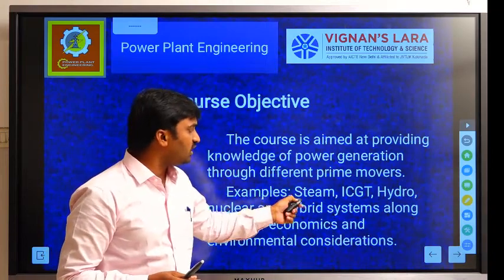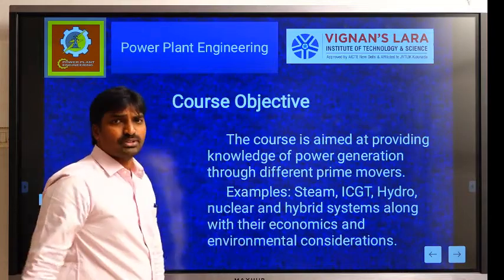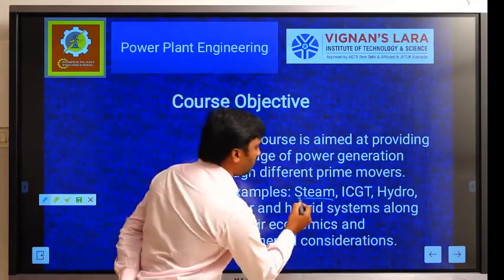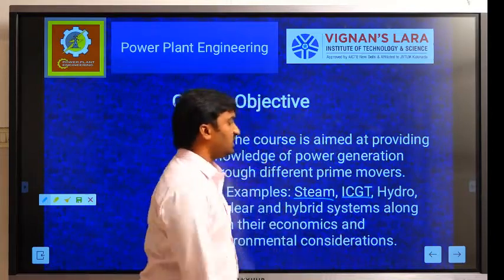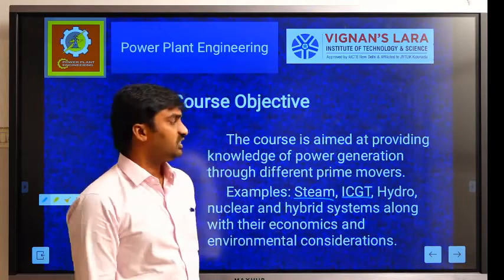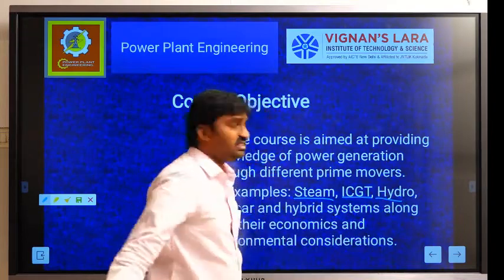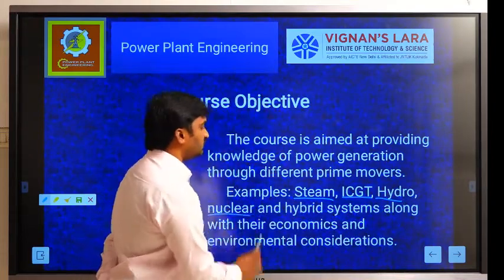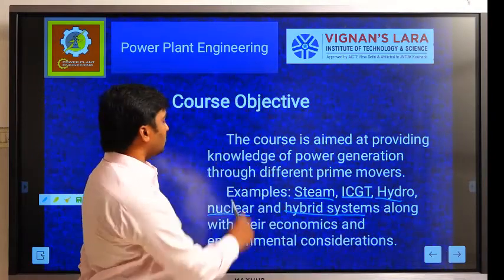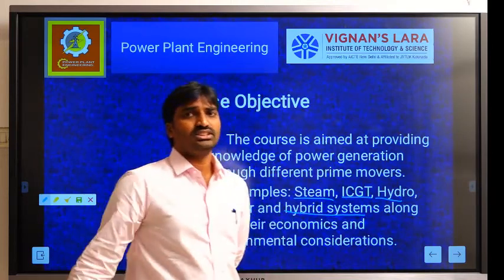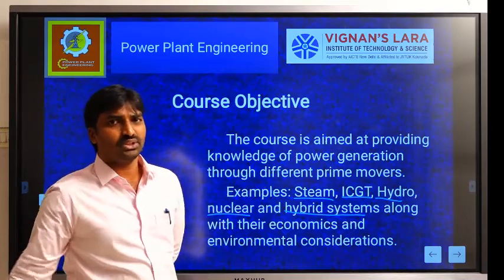See the examples here. One is steam; the steam prime mover is the steam turbine. The second one is ICGT. IC means internal combustion engines, and GT means gas turbines. The next one is hydro turbines, then nuclear power plants, and then hybrid systems. These are the main things. We need to explain to the students the knowledge of power generation techniques by using various prime movers.